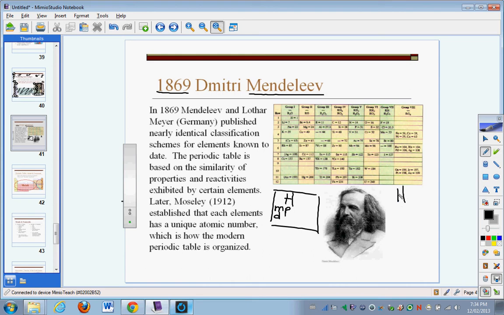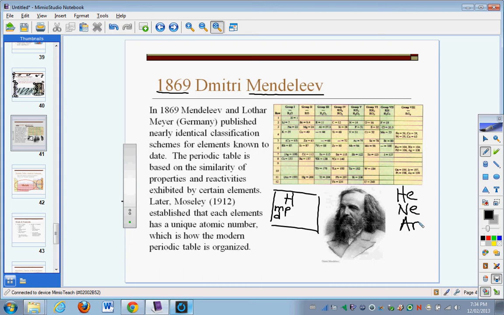For example, he knew that helium and neon and argon, these elements which we now put over on the far side of the table, are all chemically unreactive and they're all gases at room temperature. So putting them together made sense.